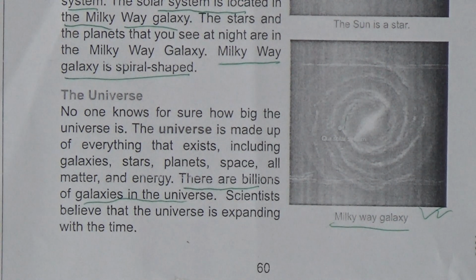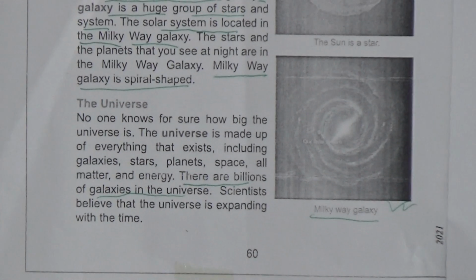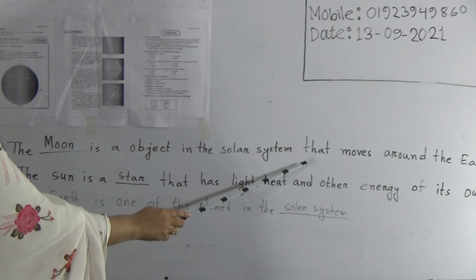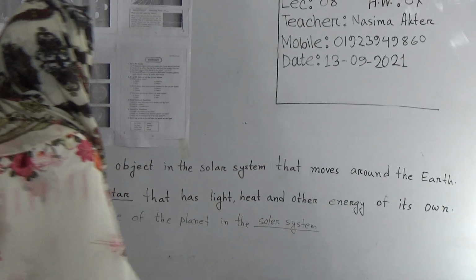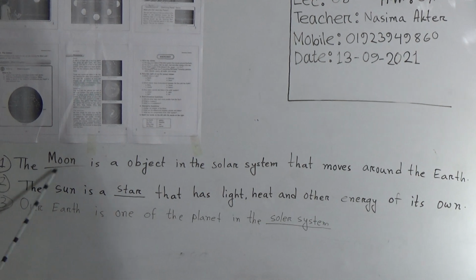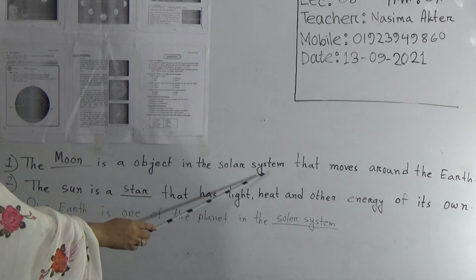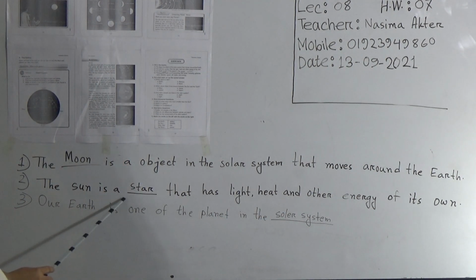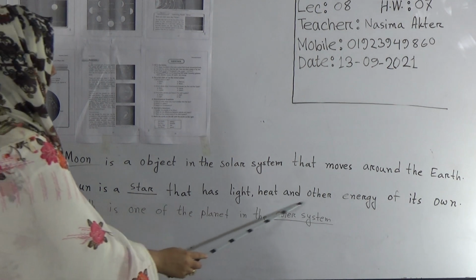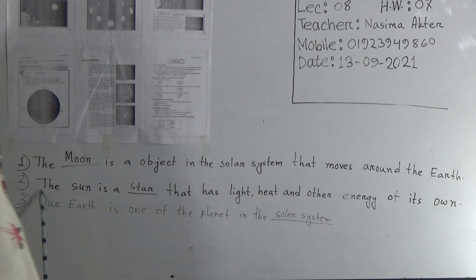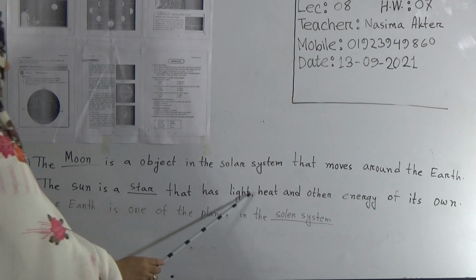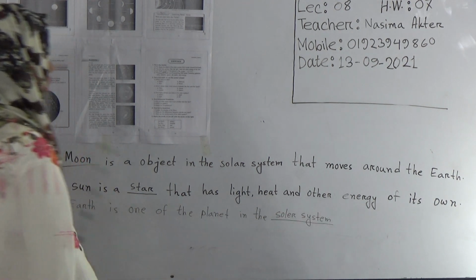Now students, we will do fill in the blanks of this chapter. I have written here. Number one fill in the blank: the dash is an object in the solar system that moves around the earth. Answer is moon. The moon is an object in the solar system that moves around the earth. Number two fill in the blank: the sun is a dash that has light, heat and other energy of its own. The sun is a star. Answer is star. The sun is a star that has light, heat and other energy of its own.